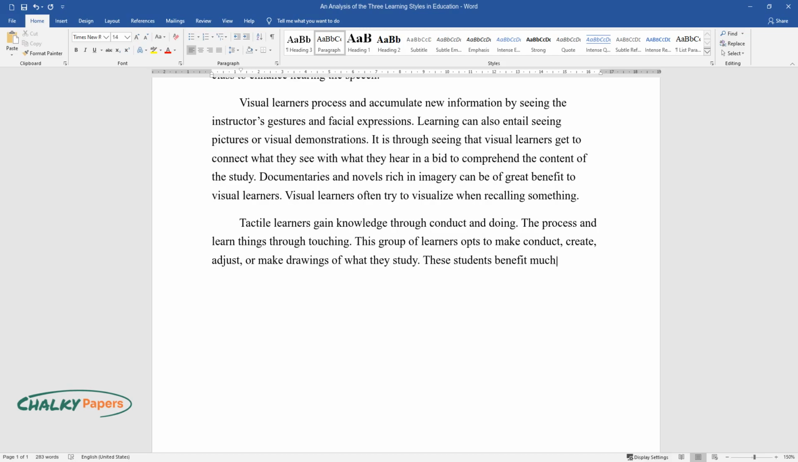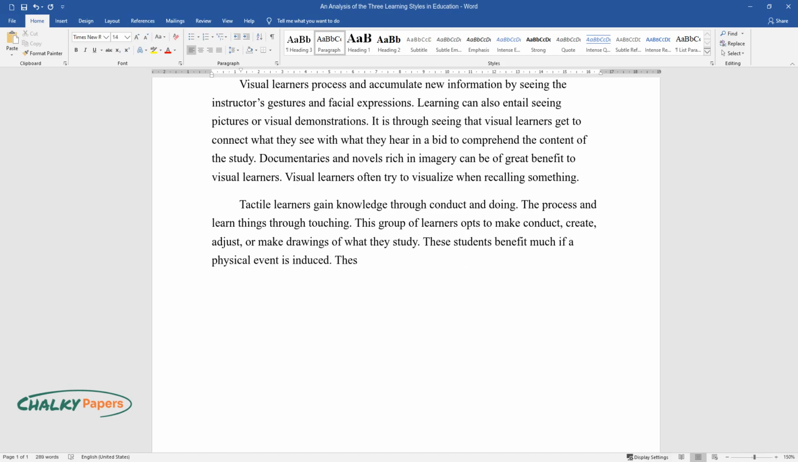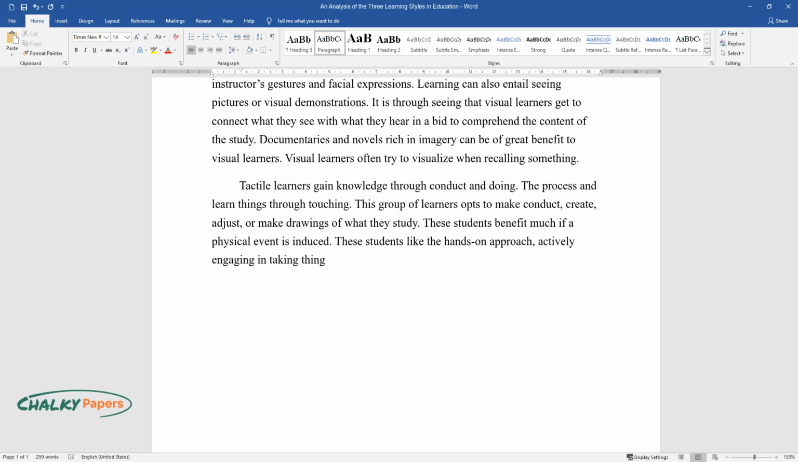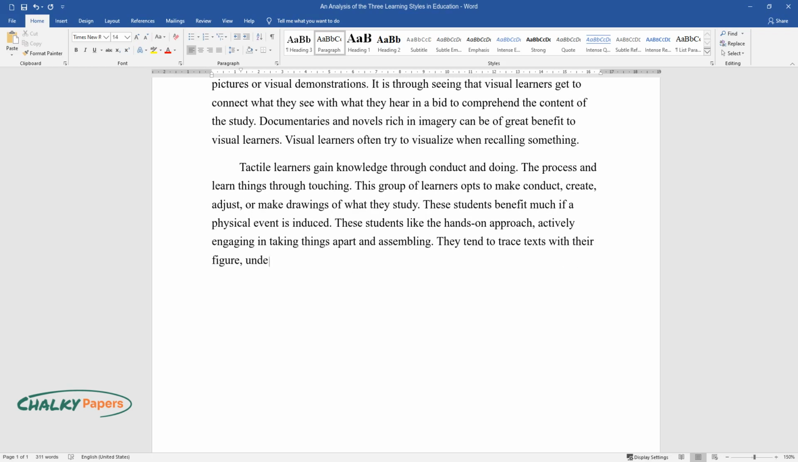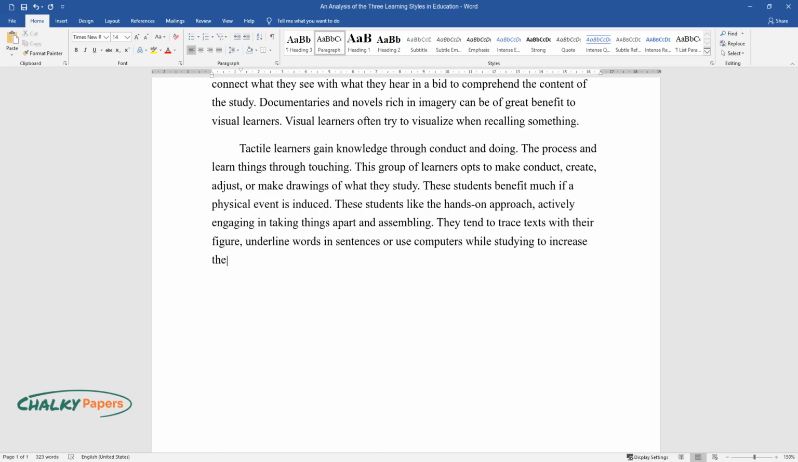These students benefit much if a physical event is induced. These students like the hands-on approach, actively engaging in taking things apart and assembling. They tend to trace texts with their finger, underline words in sentences, or use computers while studying to increase the conduct and movement.